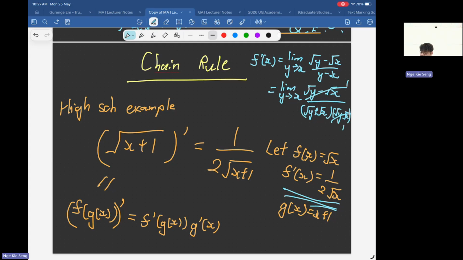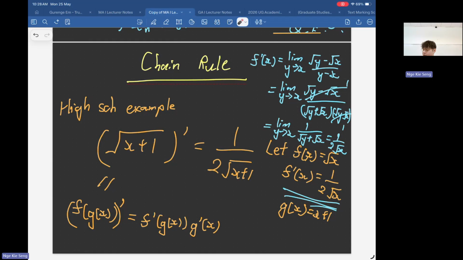And then you can cancel this. Then what do you get? 1 over square root y plus square root x. But you can see that square root y is a continuous function, so that limit exists. So square root y goes to square root x, and square root x still stays as square root x because it's a limit point. So it's a constant function. This will become 1/2 times square root of x. So this is how you get your formula.